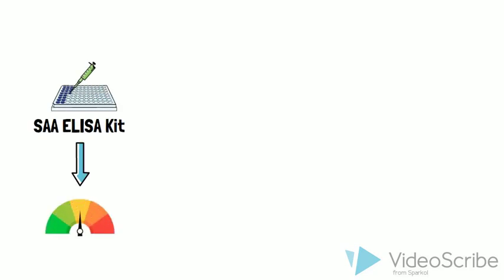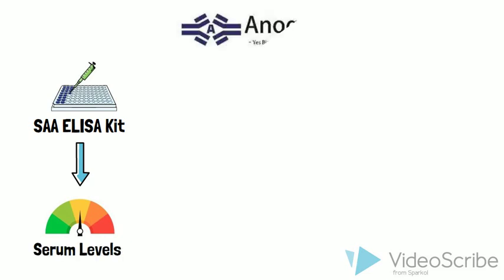Anogen serum amyloid A ELISA kit was used in the study for the purpose of quantitatively validating the serum level of serum amyloid A, allowing the researchers to come about the breakthrough discovery that serum amyloid A is increased in the serum of ONFH patients.